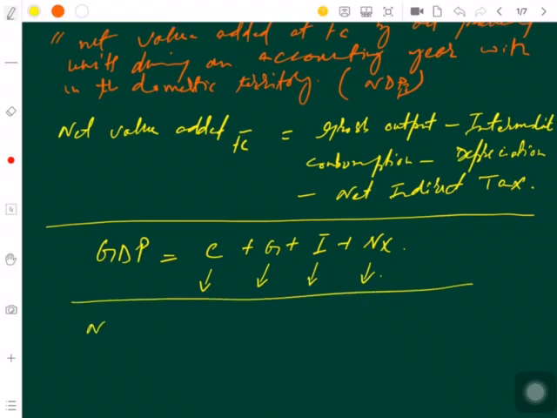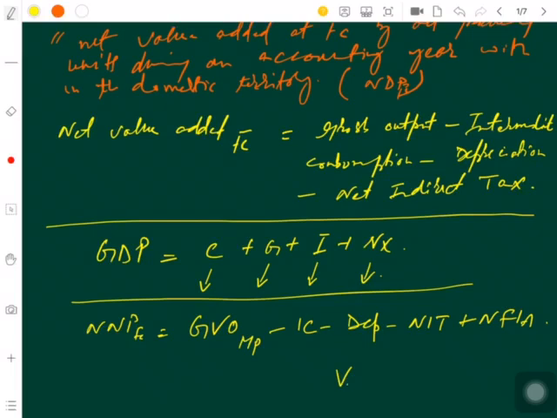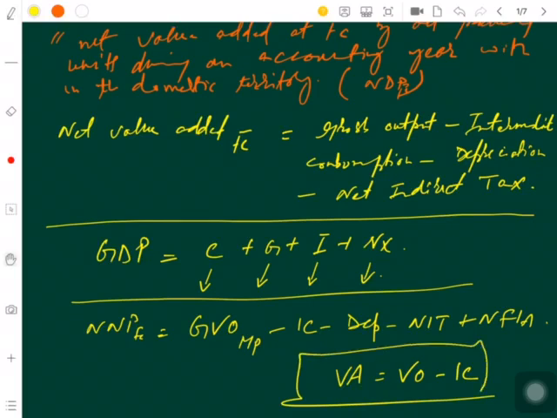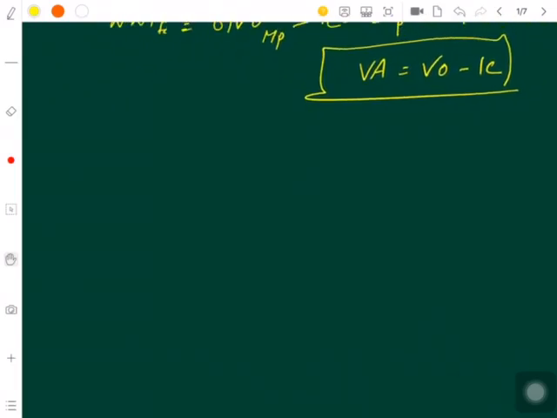So if we have to say NNPFC, that is net national product at factor cost, that is national income, it could also be termed as gross value of output at market price. So these are interchangeable terms, minus intermediate consumption, minus depreciation, minus NID, and plus NFIA. So value added, what I am saying, is equal to value of output minus intermediate consumption. So these are the things which you must bear in mind before we proceed with the understanding of the steps involved.